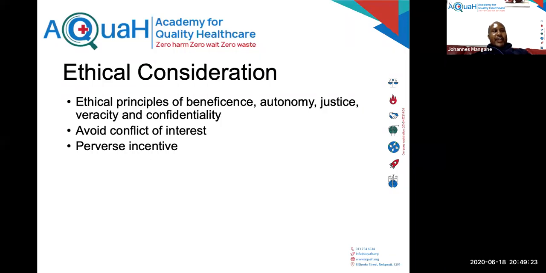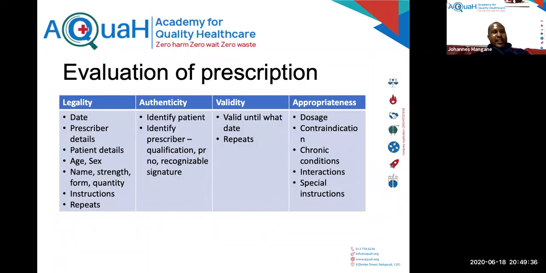So here you would see that if you are getting gifts from pharmaceutical companies, they need to be declared so that you don't find yourself practicing unethically. So this is what you would obviously see in your learning activity 1.